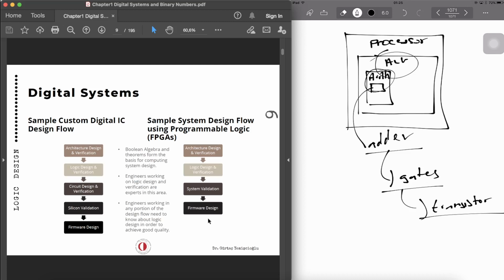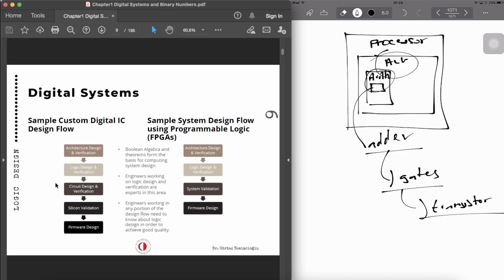So logic design, Boolean algebra, and theorems, which we are going to see in the next chapter, are part of this design process. Engineers working on logic design and verification are experts in this area. And engineers working on any portion of the design flow need to have logic design knowledge at an excellent level so that they can achieve good quality designs.